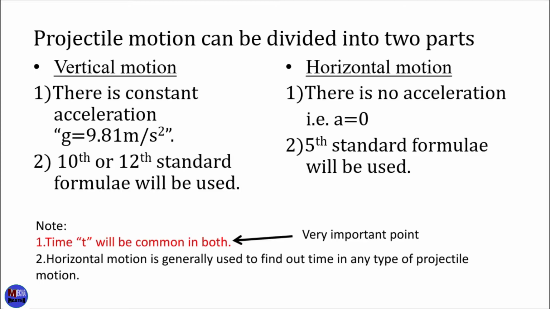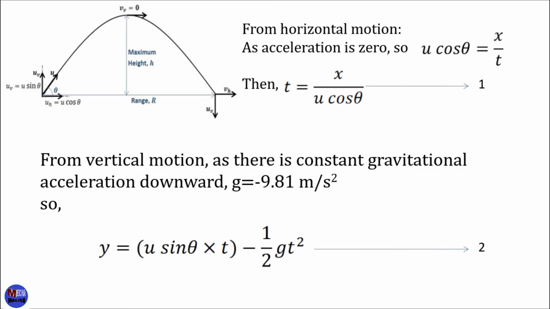And the third important thing is time. Time is very important because it is common in vertical motion and horizontal motion. We will find time from horizontal motion and put this time into vertical motion so that we can easily derive the formula. To derive the formula for projectile motion, first of all we will use our horizontal motion, because in horizontal motion there is no acceleration. We can use speed formula, that is speed equals to distance by time.